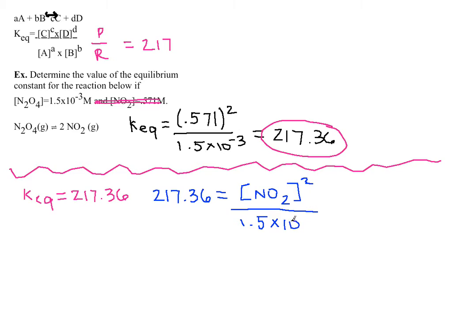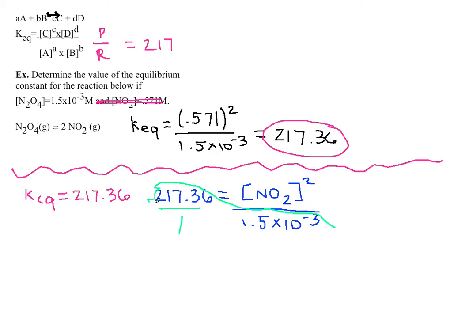So here's now what you need to do. I'm going to take this, put it over 1. I'm going to cross multiply. So 1.5 times 10 to the negative third times 217, and then NO2 squared. So what I get is NO2 squared equals, now I need to take 217.36 and multiply by 1.5 times 10 to the negative third.